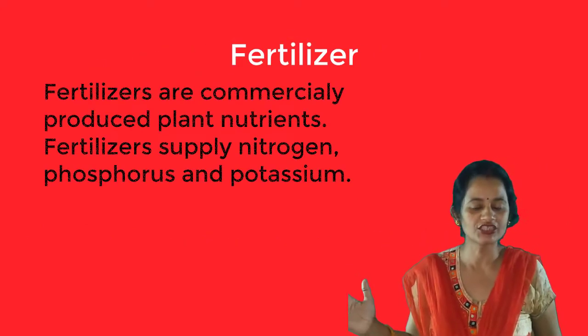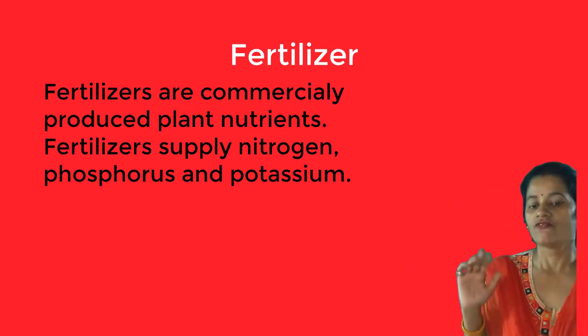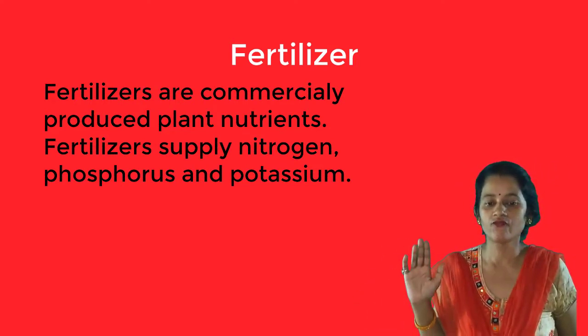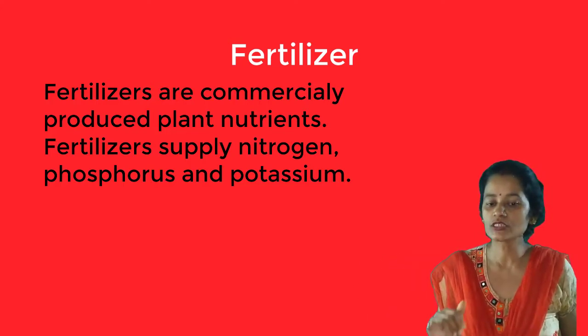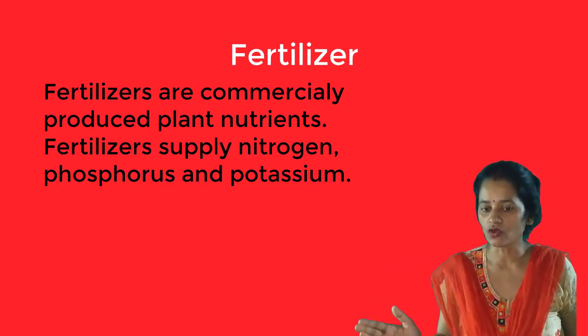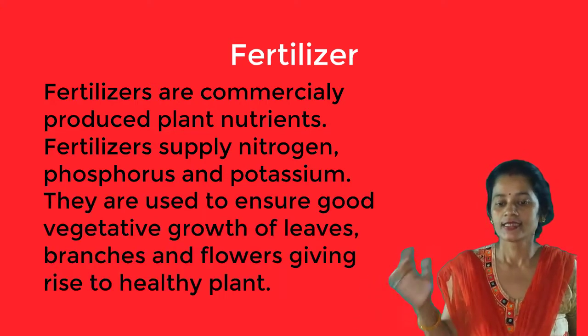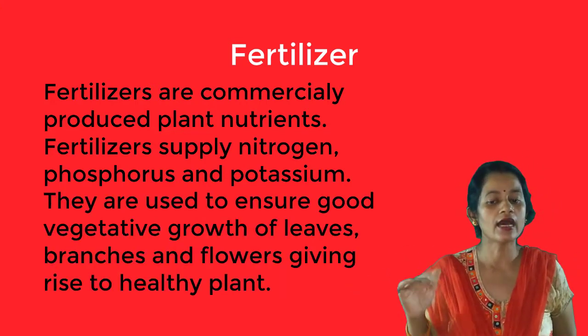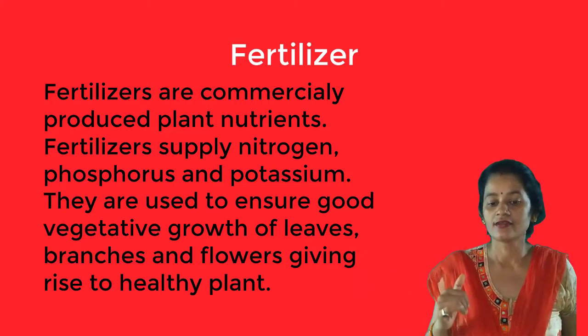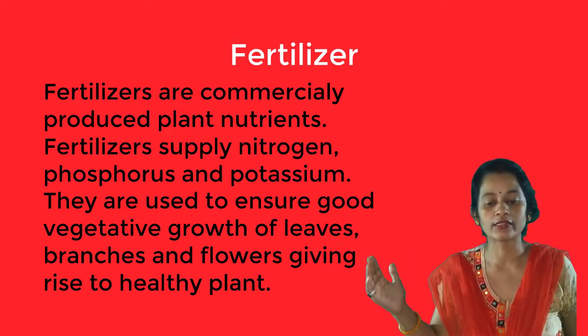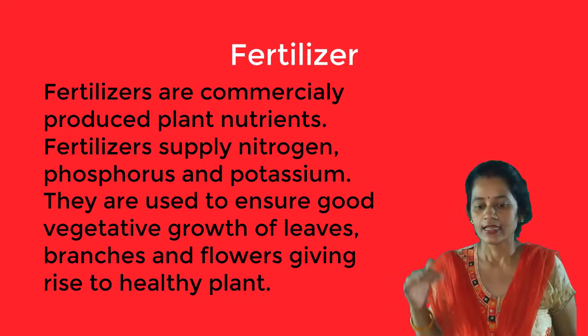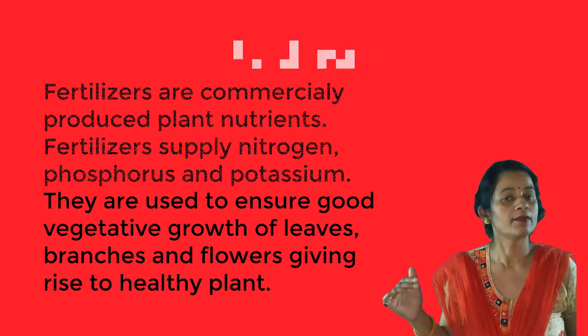Now, fertilizers. Fertilizers are commercially produced plant nutrients. Fertilizers supply nitrogen, phosphorus and potassium. They are used to ensure good vegetative growth of leaves, branches and flowers, giving rise to healthy plants. They are prepared in a concentrated form, so it is easy to transport them. Fertilizers are available in the form of granules and water-soluble powders. As chemical fertilizers are nutrient specific, they are applied in accordance with the crop requirements.